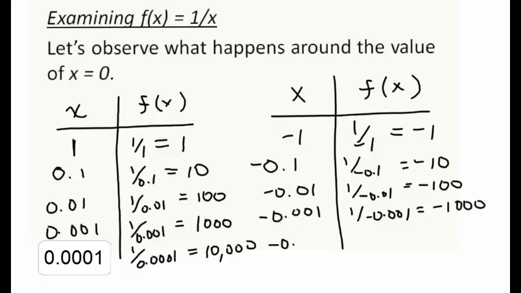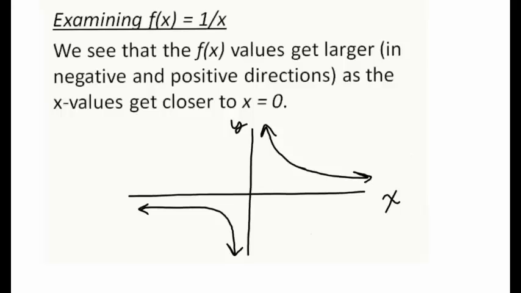And of course, if we do negative, how many zeros do I need? There we go. So negative 10,000th. And if we do that division, we of course get negative 10,000. So similar to what we saw in our other chart, as we get closer to 0 in the negative direction, or on the left-hand side of 0, our values of f of x get really, really big in the negative direction.